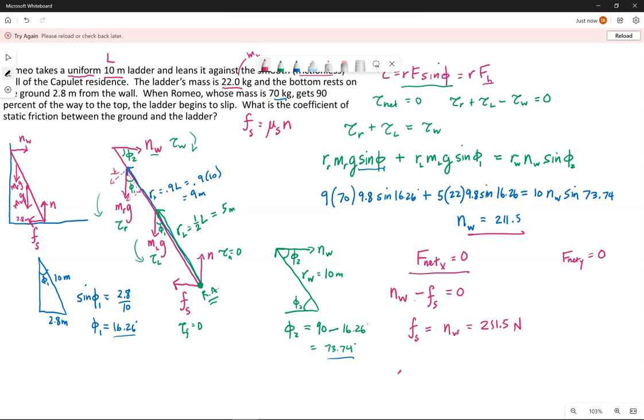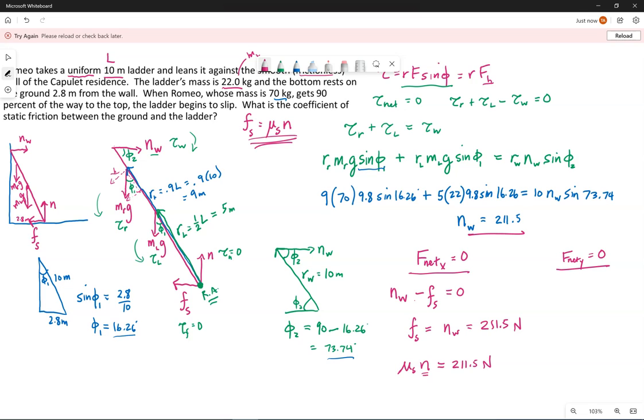So we can say the coefficient of friction times the normal force with the ground, not with the wall. So as I mentioned earlier, when we say the force of static friction is mu times n, that n has to be the normal force with whatever surface we're talking about the friction with. This has to equal 211.5 newtons. So we can solve for mu sub s if we figure out what the normal force is with the ground. And that will come from looking at the forces in the y direction specifically.